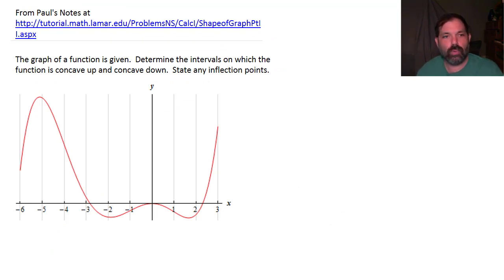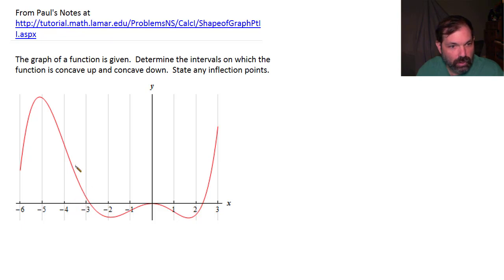So here's a graph from Paul's Online Notes. A graph of a function is given. Determine the intervals on which the function is concave up and concave down. State any inflection points. So we're not talking about increasing and decreasing. We're simply looking at the curve and trying to determine where it is concave up, where it is concave down, where it changes concavity, where there are inflection points. So we're looking for points where the tangent lines, if we were to draw them, would change from being above the curve to below the curve or vice versa.